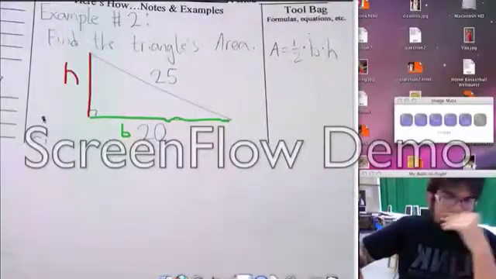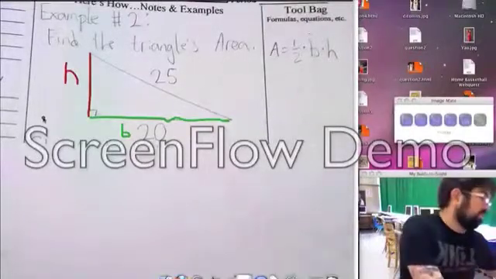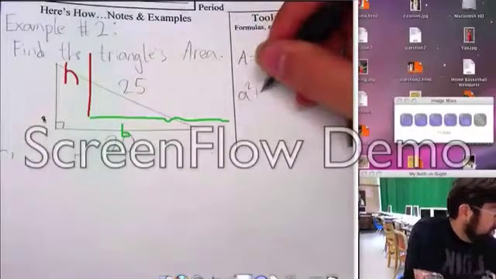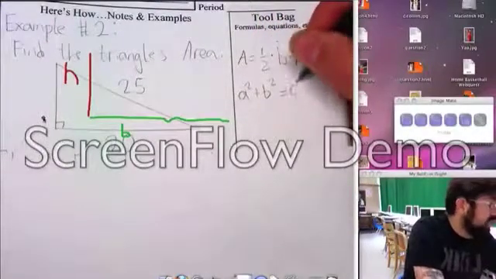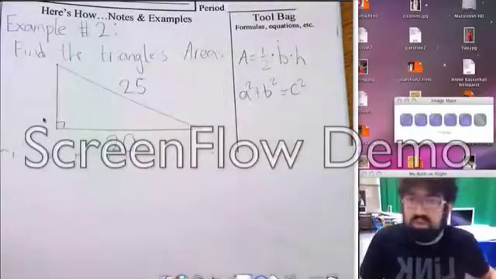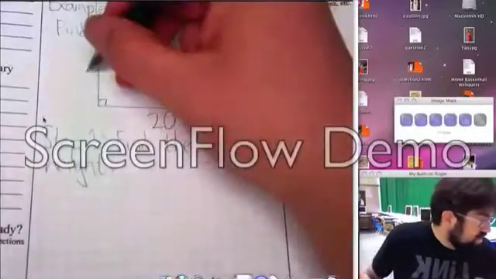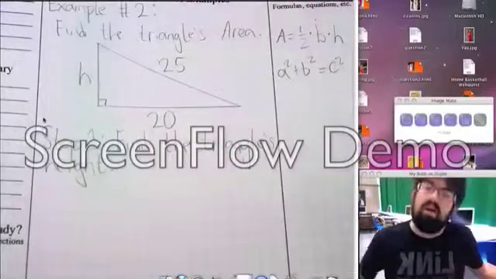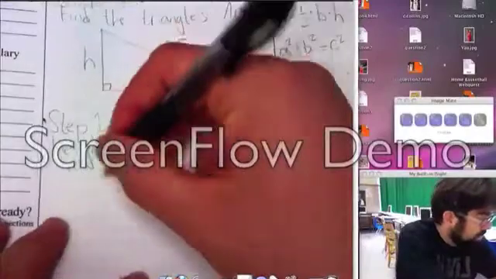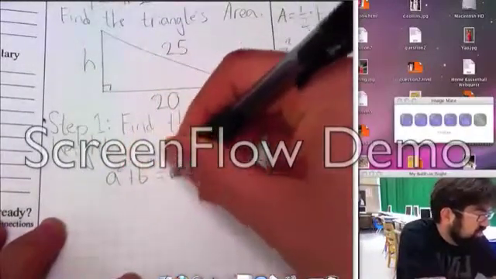Right triangle, looking for a missing side. We know what two sides are. I'm going to write that down in my tool bag: right triangle, missing side. That sounds like job 4, a squared plus b squared equals c squared, the Pythagorean theorem. So our first step isn't plugging into an equation. We can't do that yet. We have to find h. So I'm going to call this h right here. Step 1, we've got to find the triangle's height. Can't do anything without it. So we'll start with a squared plus b squared equals c squared.